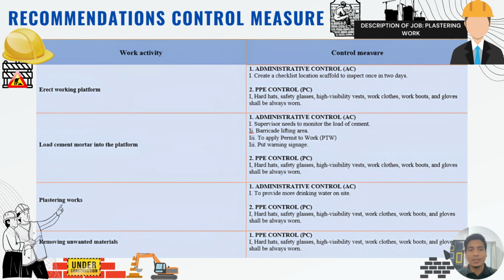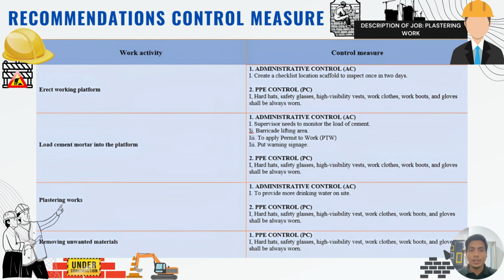During the actual plastering work, it is recommended to provide more drinking water on site as an administrative control measure. Additionally, workers should strictly adhere to PPE requirement. Lastly, when removing unwanted material, the primary control measure focuses on proper PPE usage. Workers involved in this task should always wear PPE, hard hats, safety glasses, high visibility vests, work clothes, work boots, and gloves to ensure their safety.